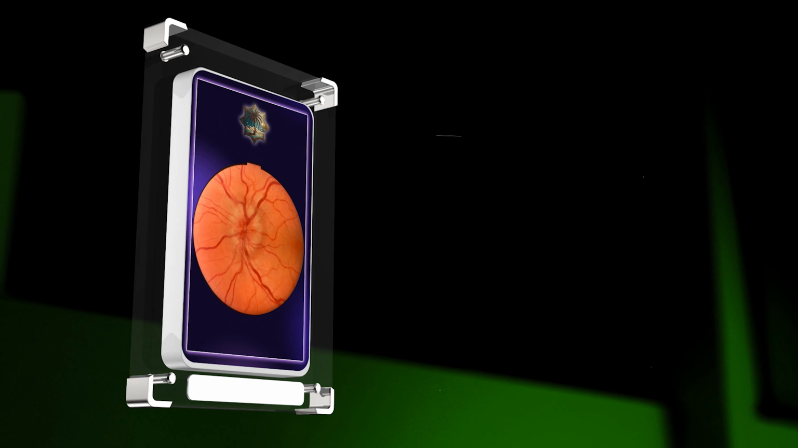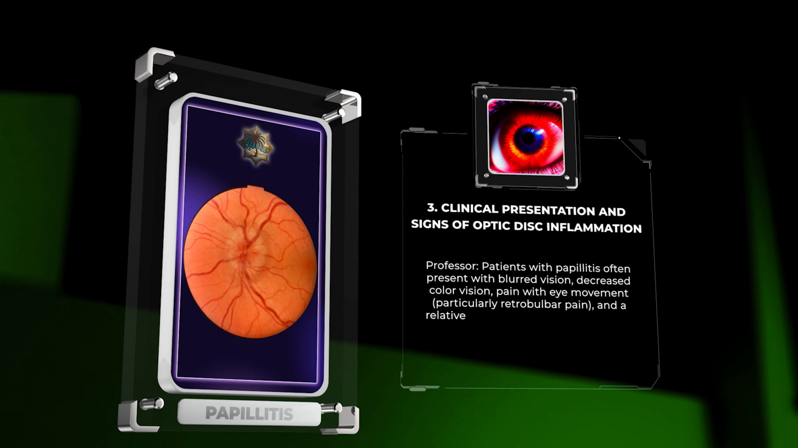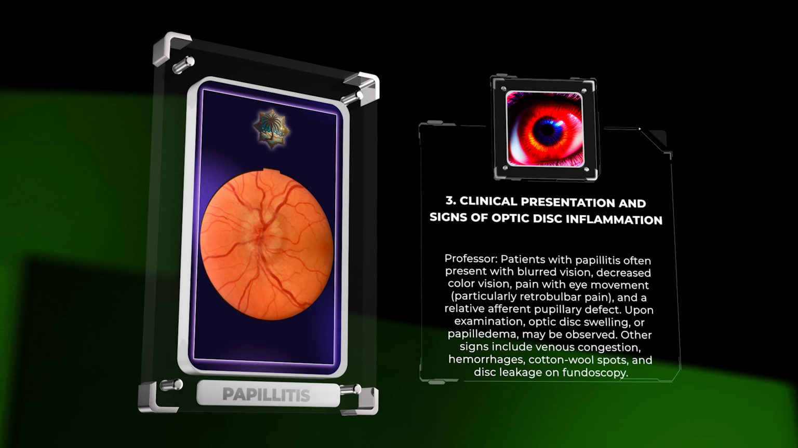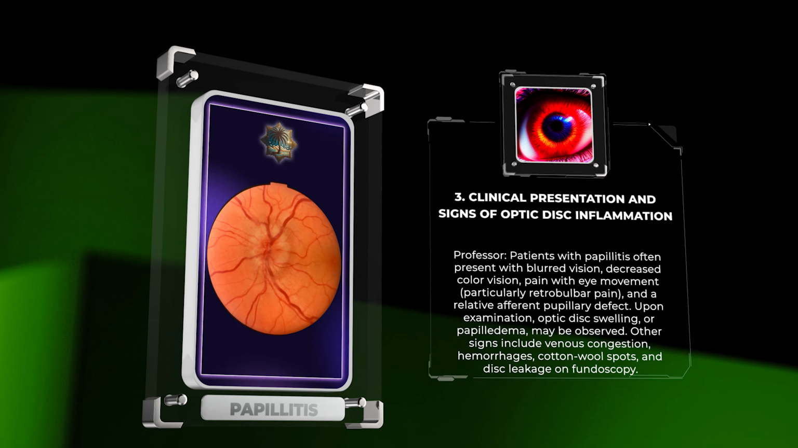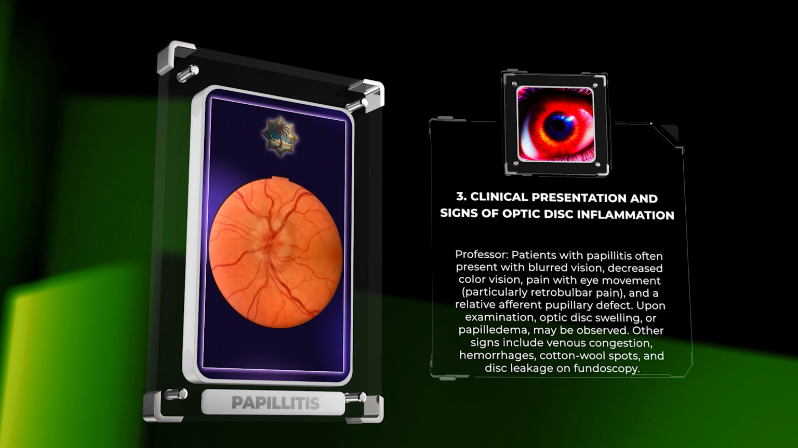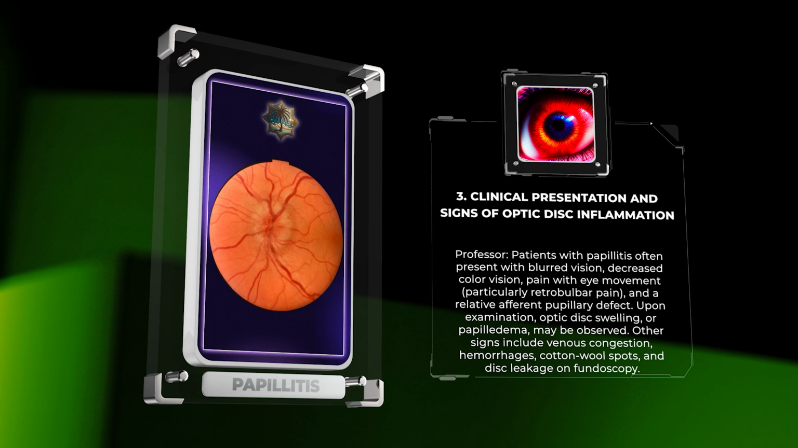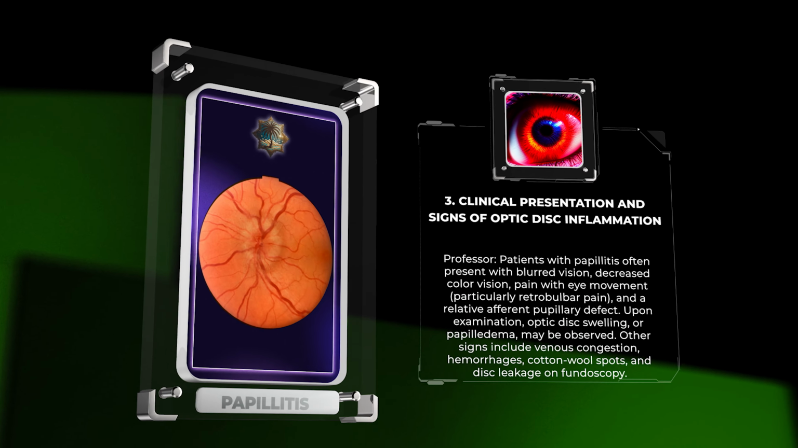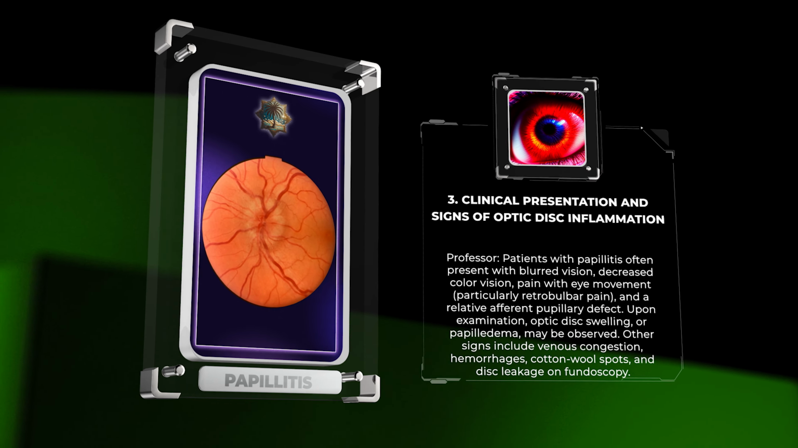Professor, patients with papillitis often present with blurred vision, decreased color vision, pain with eye movement, particularly retrobulbar pain, and a relative afferent pupillary defect. Upon examination, optic disc swelling, or papilledema, may be observed. Other signs include venous congestion, hemorrhages, cotton wool spots, and disc leakage on fundoscopy.